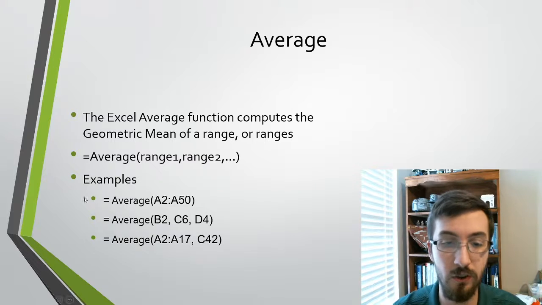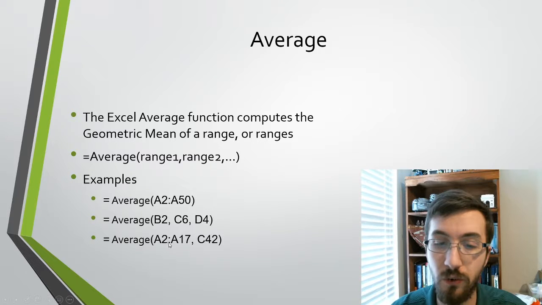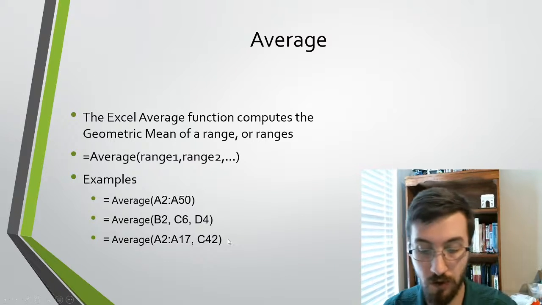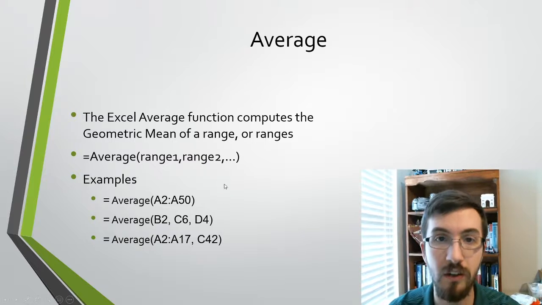So, right, you can do either a single range, like average of A2 to A50. You can do an average of individual cells, or you can do a mix of both. Right, so let's go look at how we do averages here.